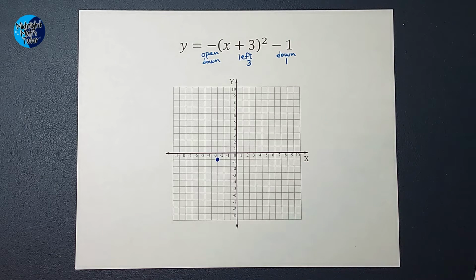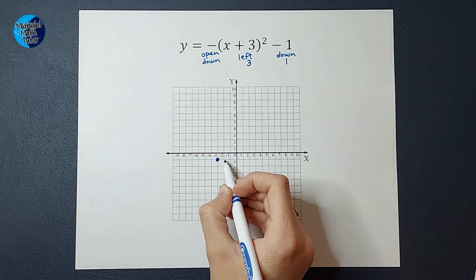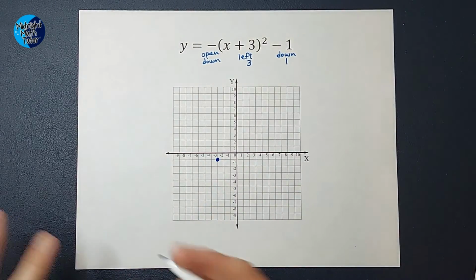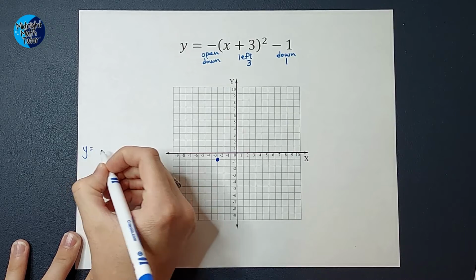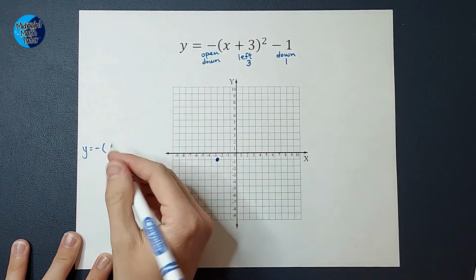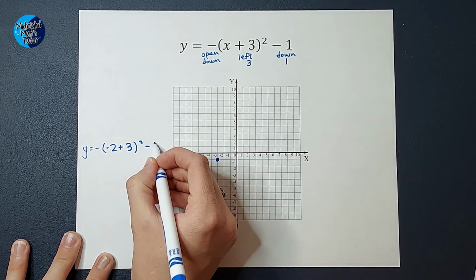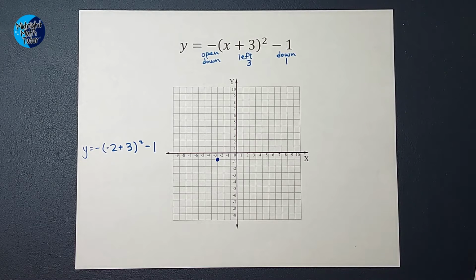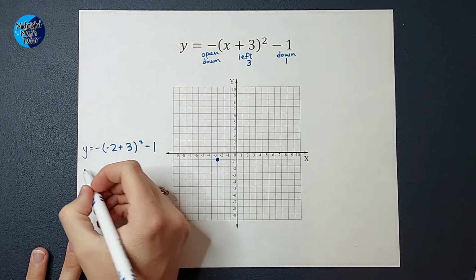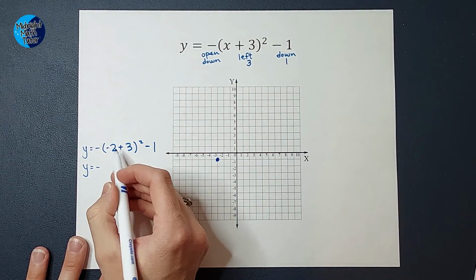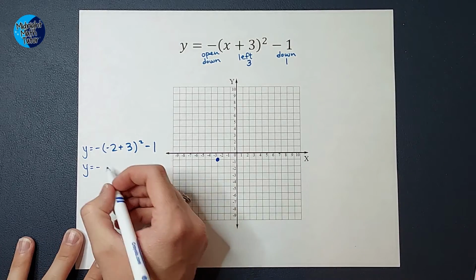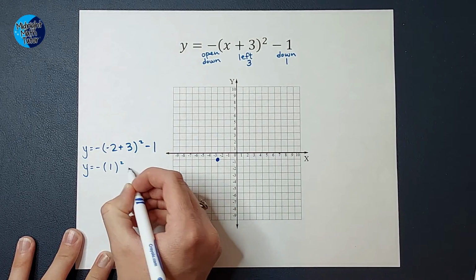But I'm going to plug in another point just to give us an idea of what it looks like. Let's plug in -2 for x and see what we get. So y equals negative, and then we're plugging in -2 +3, squared, -1. As you do this more and more, you might even know where the point is without plugging it in, but we're going to plug it in for now. So y equals, we still have that negative, -2 +3 gives me 1, squared, -1.